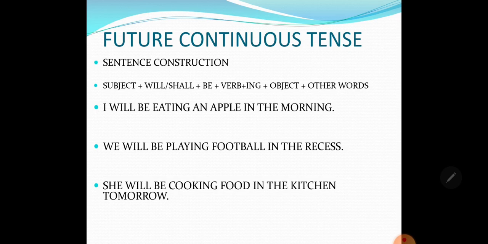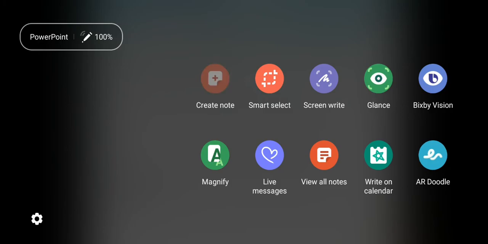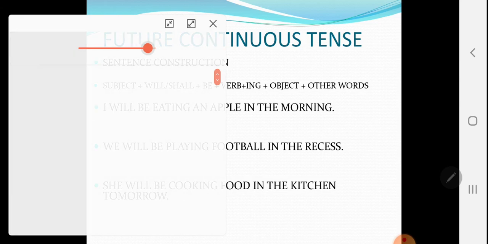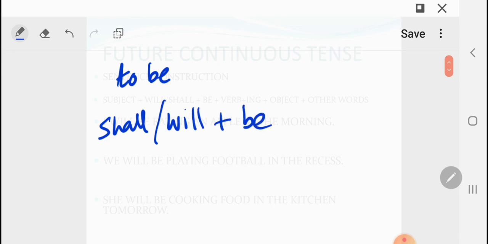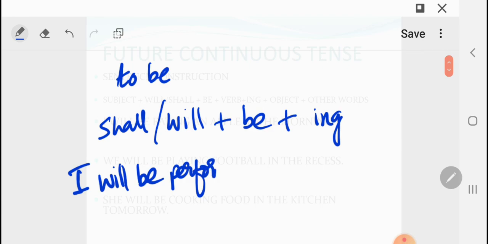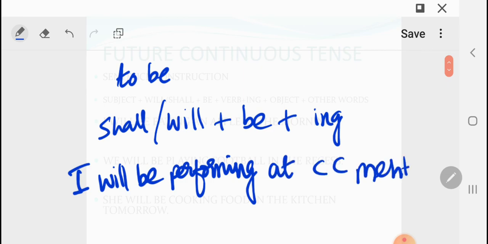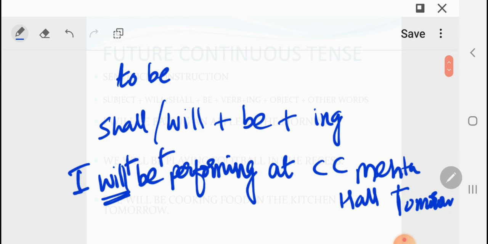Now future continuous tense. Here we use the verb to be with shall and will, okay, and ing form of the verb. Like, I will be performing at C.C. Mehta Hall tomorrow. So here will or shall and then be plus ing form of the verb is used to make the future continuous tense.